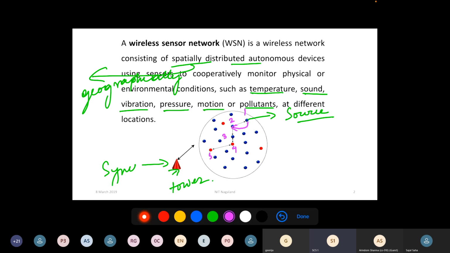Now 3 will send this data to 4. Now 4 will get 3's data, 2's data and 1's data. And 4 will send the data to 5. That 5 will take the data of 1, 2, 3 and 4. Now it will collect all the data. After that it will send all those data to the tower directly. Now you got my point?